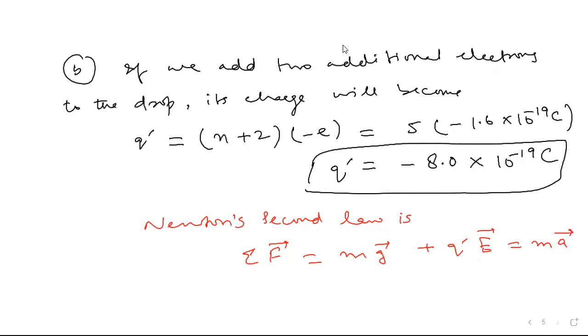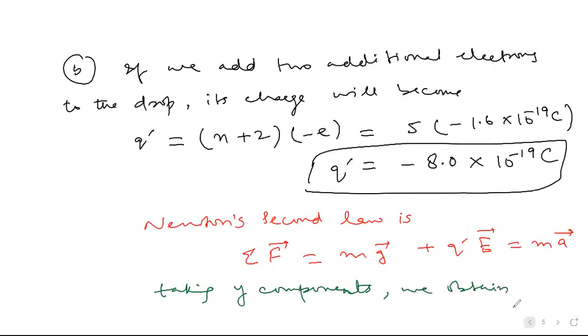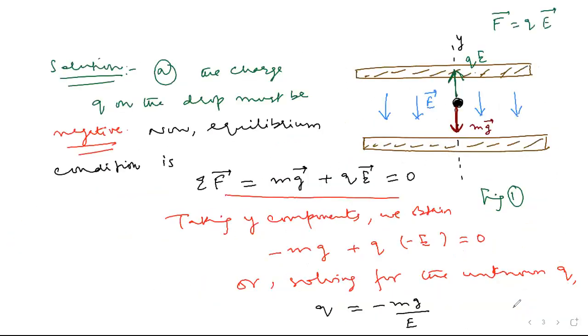Now again, taking y components of the forces, we obtain minus mg plus q prime into minus E is equal to mass into acceleration, because acceleration is also in y direction. There is no x component for acceleration. E is minus, we've already discussed that, because electric field is pointing along negative y direction.